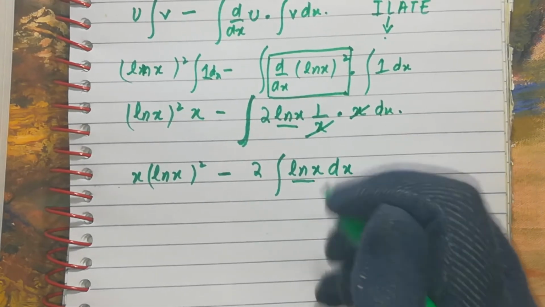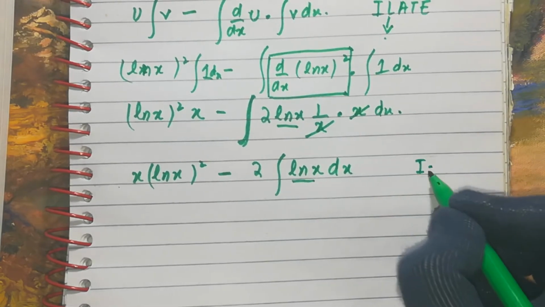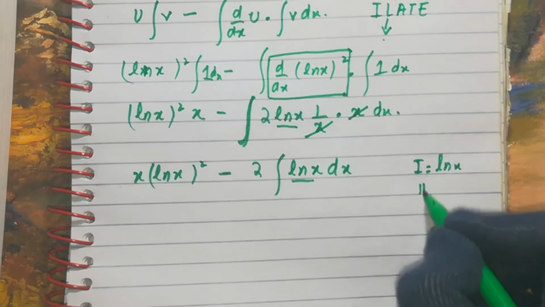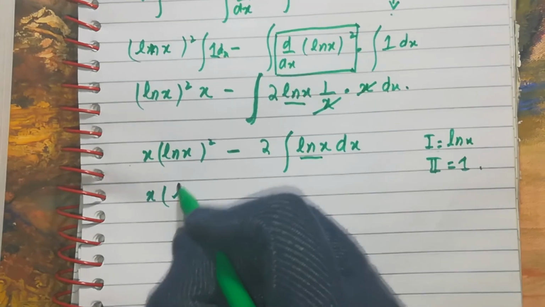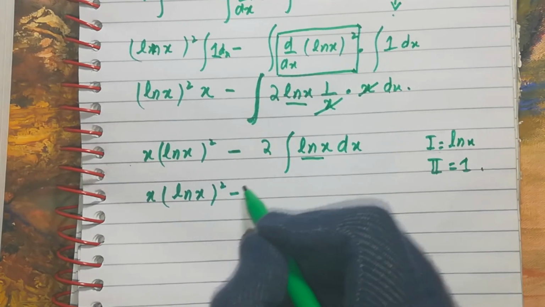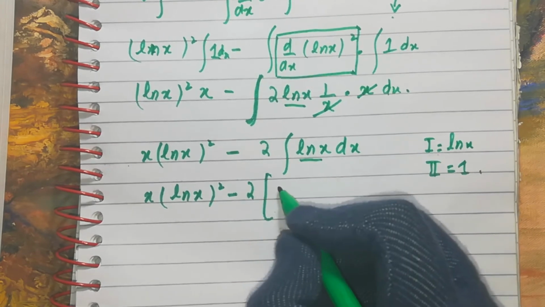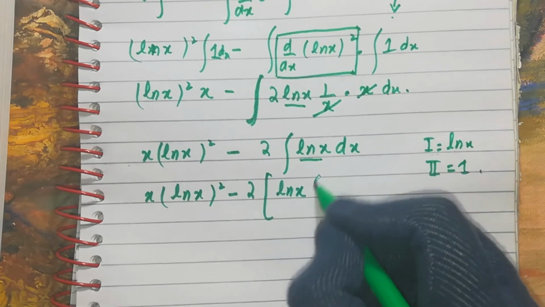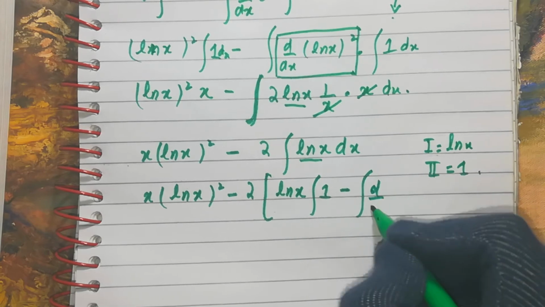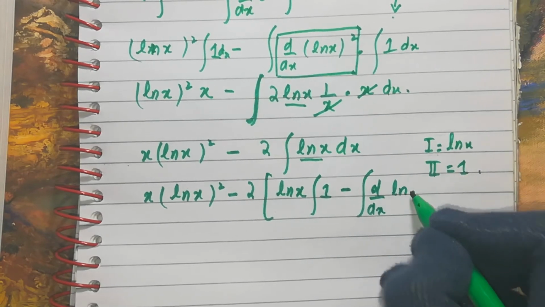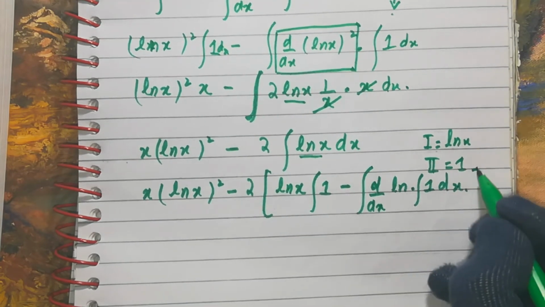Now we can't integrate natural log of x directly, so we will again use integration by parts. The first function will be natural log of x, the second will be 1, as we have done previously. So x times (natural log of x) whole squared minus 2 bracket, first function as it is, integration of the second function, minus the integral of the derivative of the first function times the integration of the second function, and bracket close.